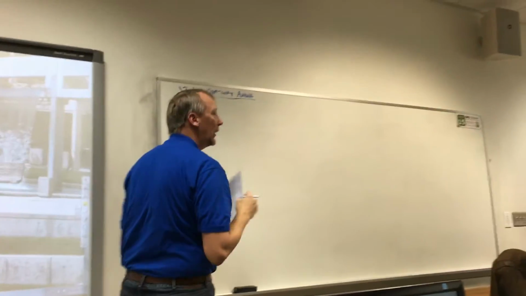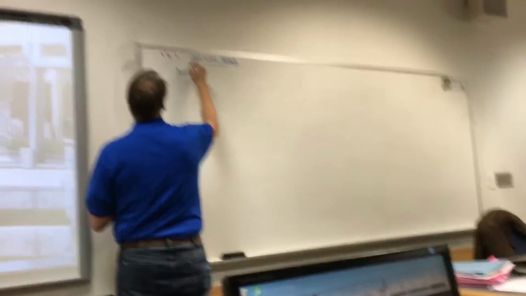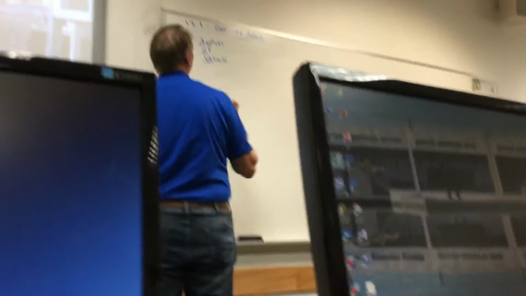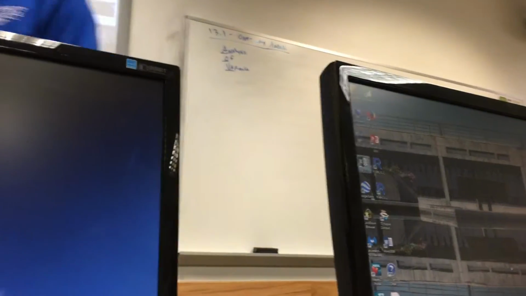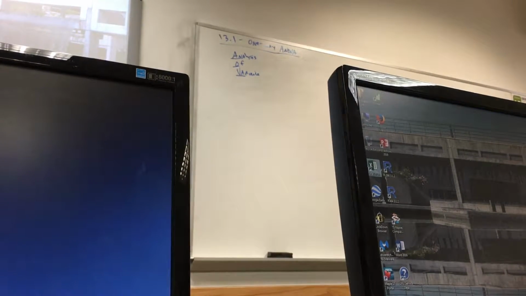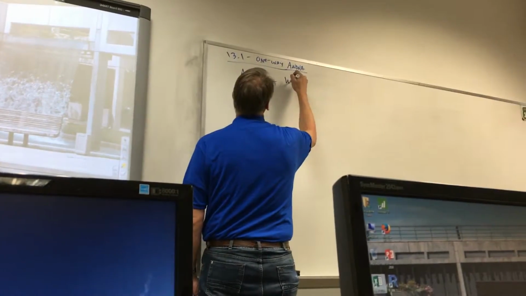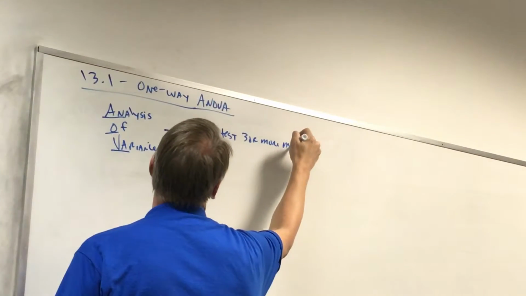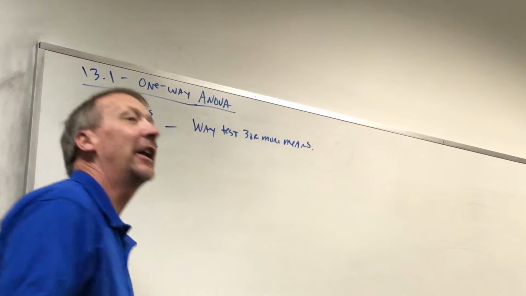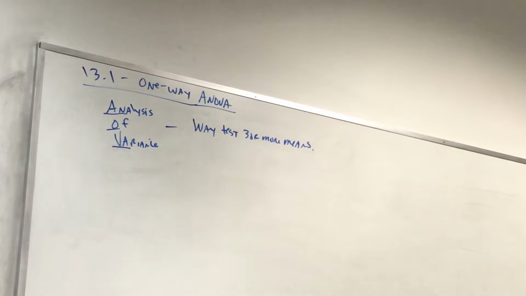So ANOVA is an acronym that stands for Analysis of Variance. You would think that an ANOVA test would be about variance, wouldn't you? No. It's a way to test three or more means. So we're actually testing means, not variances. But in order to test means, you have to know the variance. So that's why we get the name.